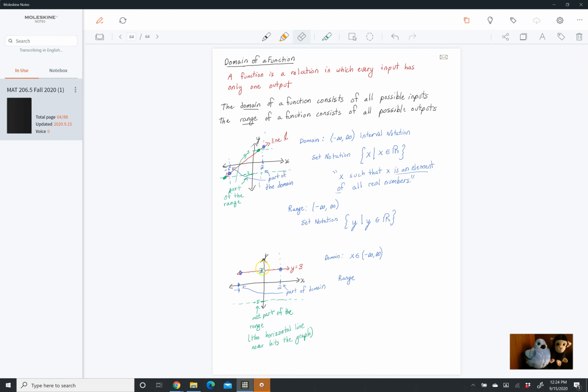Can't really see. Let me see if I could. So that's y equals 3.